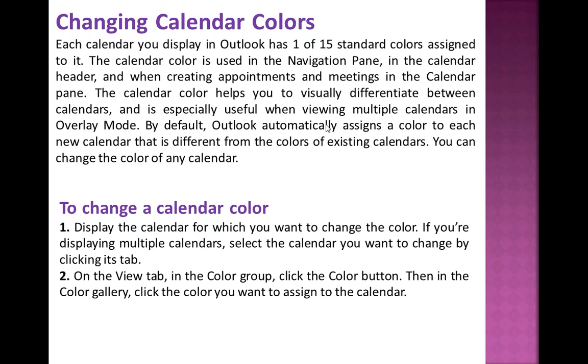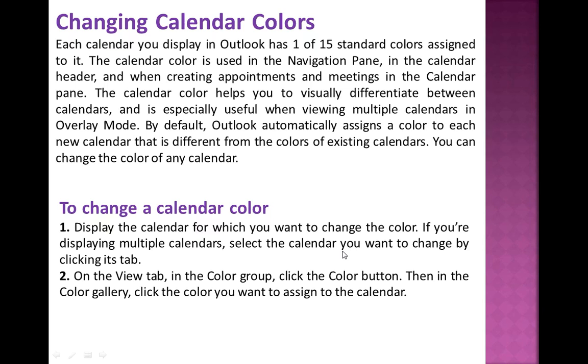If you can change the view, you can change the color of any calendar. Then how to change a calendar color? Simply display the calendar for which you want to change the color. If you are displaying multiple calendars, select the calendar you want to change by clicking its tab.